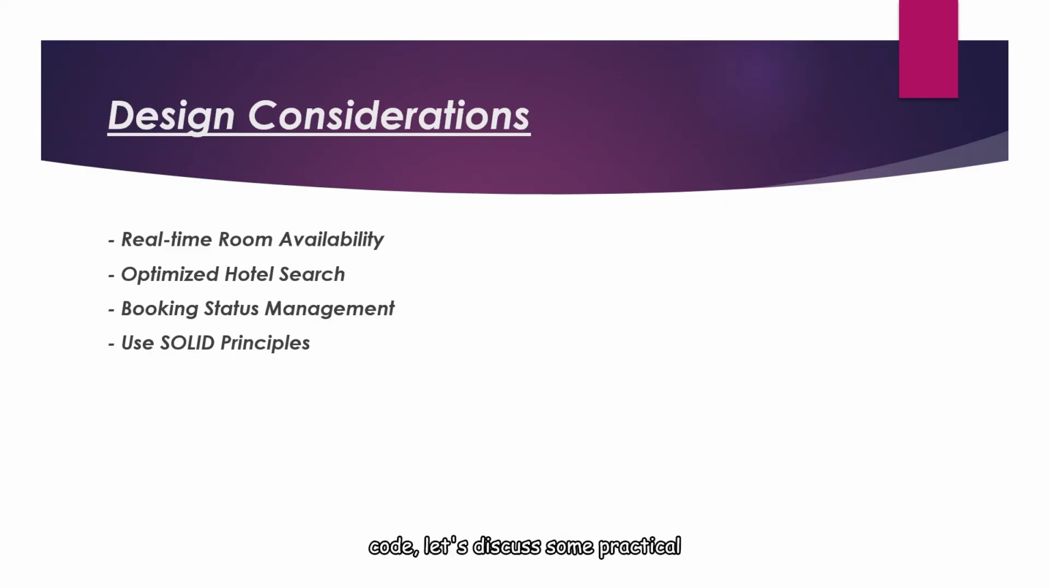Before we code, let's discuss some practical considerations. Room availability. How do we efficiently check if a room is available during a user's selected dates? Hotel search optimization. How do we allow fast, filtered searches across thousands of hotels? Booking conflicts. How do we prevent two people from booking the same room for overlapping dates? Data consistency. How do we ensure that a room isn't double booked even under high load? By thinking through these problems now, we avoid rework later.